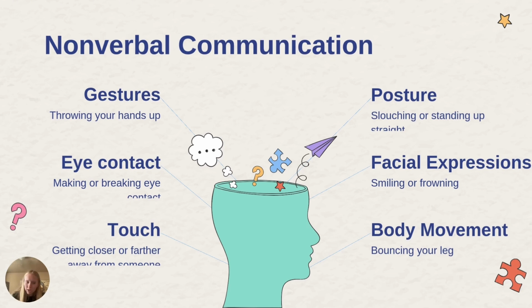Posture: if we're slouching, then we're probably sad or upset or we don't care about what's happening. But if we're standing up straight and have good posture, we're caring about what's around us and we're more likely to be happy. Facial expressions, we have smiling or frowning as examples. Smiling obviously means that you're happy, and frowning most likely means that you're sad. For body movement, you could be bouncing your leg, and that could be a sign of you communicating that you're anxious or that you have a lot of energy or anything like that. So through nonverbal communication, you're basically just speaking to someone without actually speaking, but through your actions.